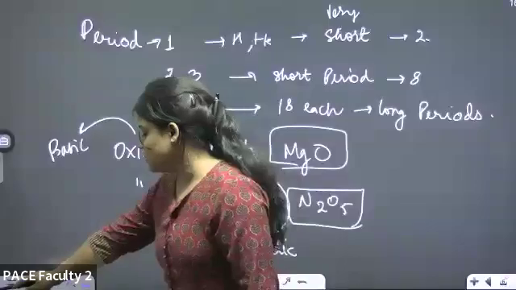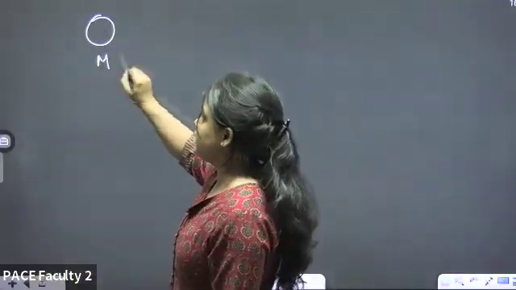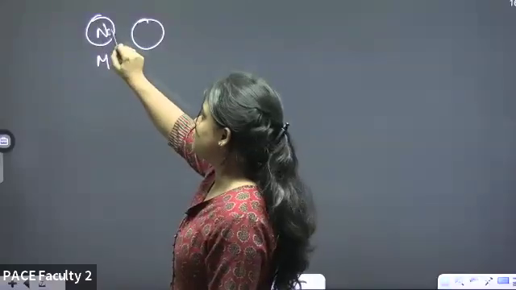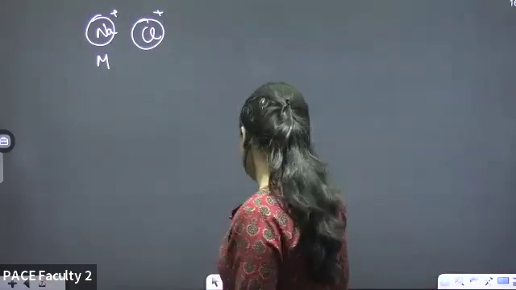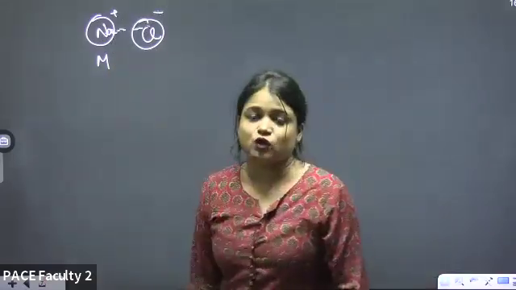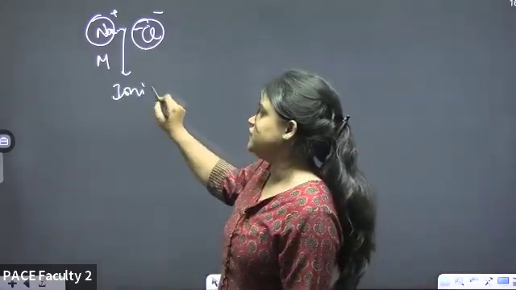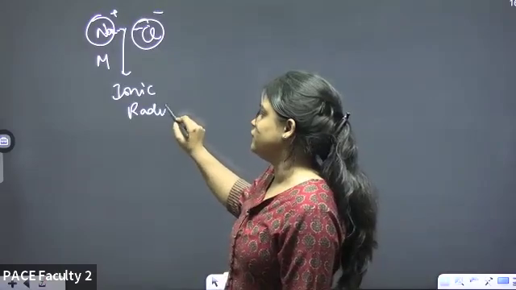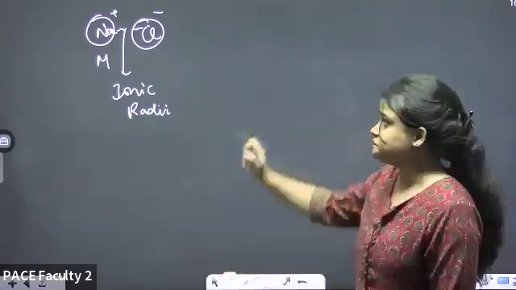So if a bond is formed between a metal and a non-metal, sodium with a positive charge, chlorine with a negative charge, then the effect in these atoms will be called the ionic radii. We will call this the ionic radii, the radius which is formed between two ions by gaining electrons.